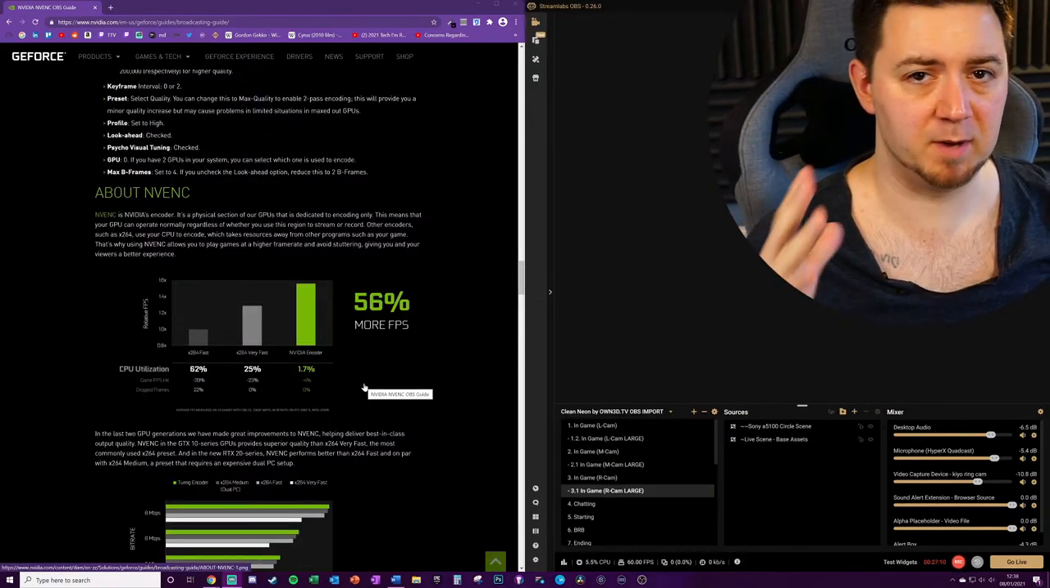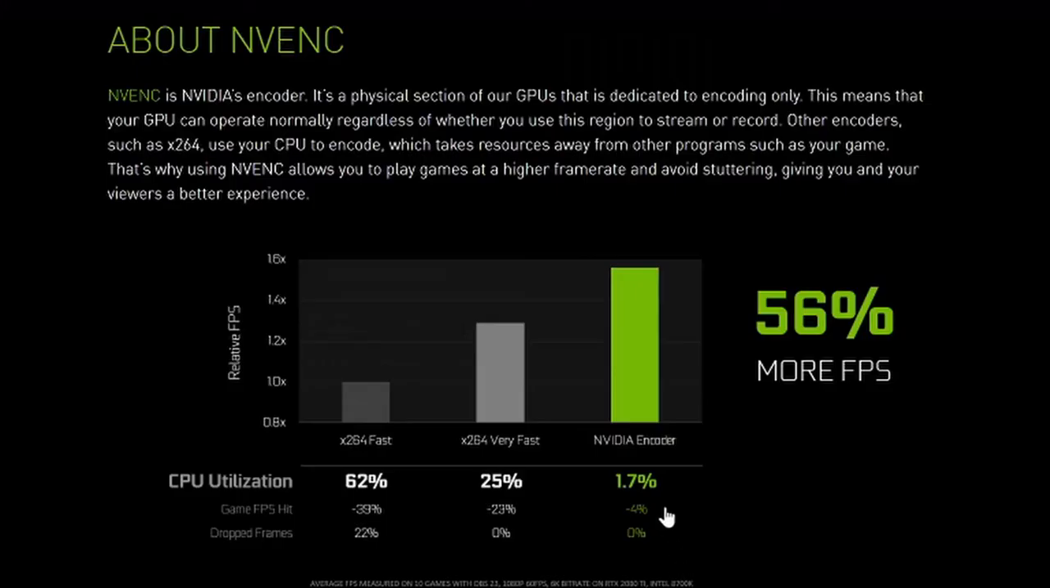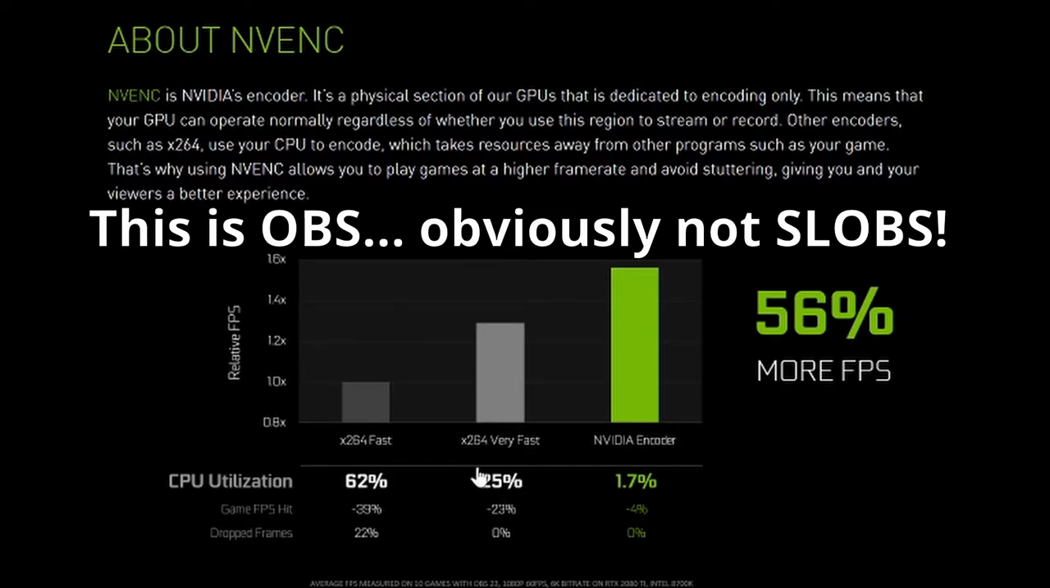Just to put into perspective the Nvenc thing that I mentioned, within a video encoder, you're able to get a 1.7% CPU utilization versus on average a 25% CPU utilization if you're using x264.